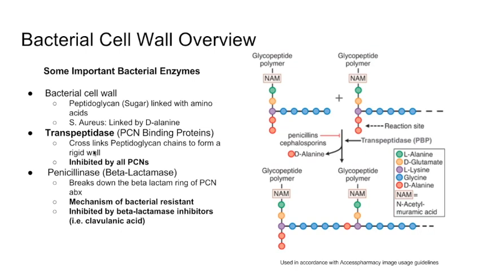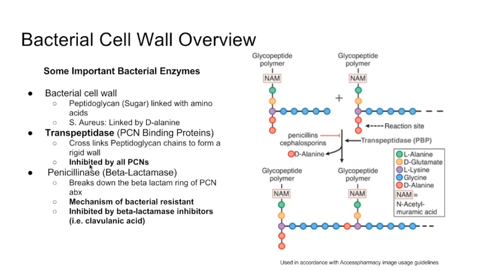So what cross-links it is an enzyme called transpeptidase. Transpeptidase is the enzyme that cross-links the peptidoglycan to form a rigid wall. Another name for the transpeptidase is called penicillin binding protein. And this enzyme specifically is inhibited by all of the penicillins. So the penicillins inhibit the cross-linking.